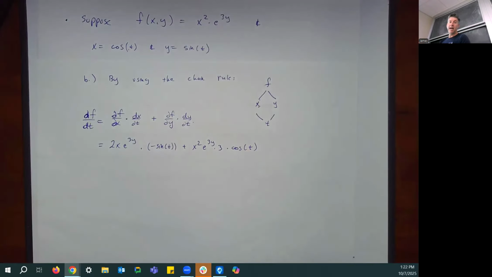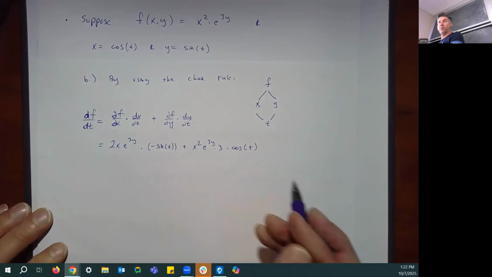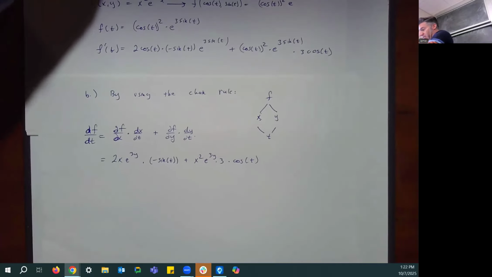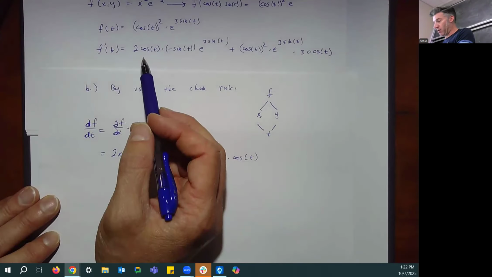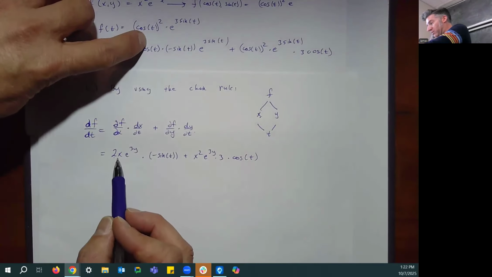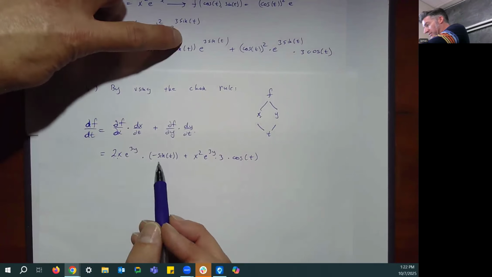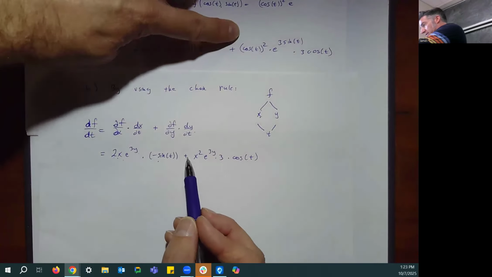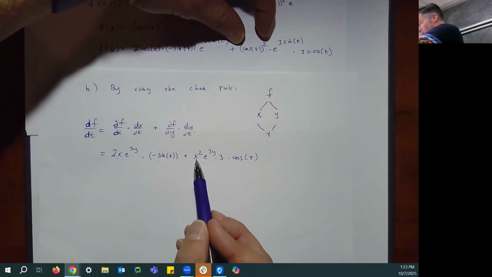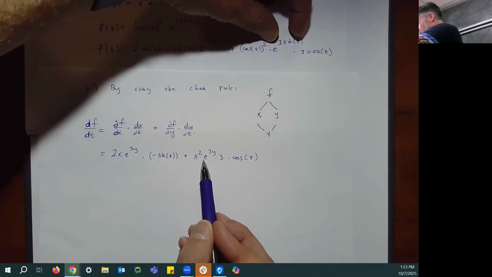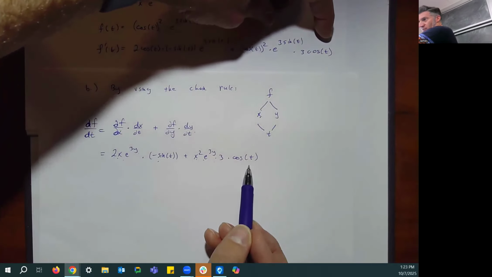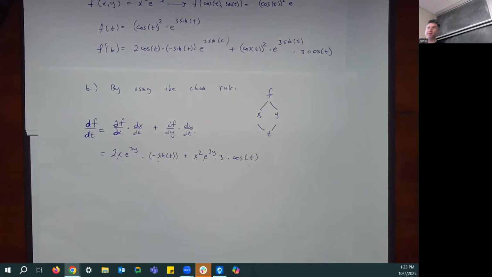Now, technically, we should finish this off and plug in what x and y are. But you can hopefully see that that's going to give us exactly the same thing as what we have up here, right? 2 times x, which is cosine, times negative sine, times e to the 3y, which is sine, plus cosine squared, which is x squared, times e to the 3y, which is e to the 3 sine of t, times 3 times cosine t. Exactly the same. Oh, sorry, my shadow there is terrible. But they are the same.